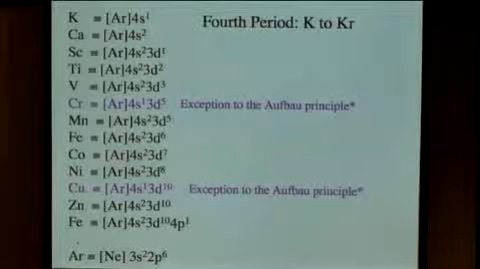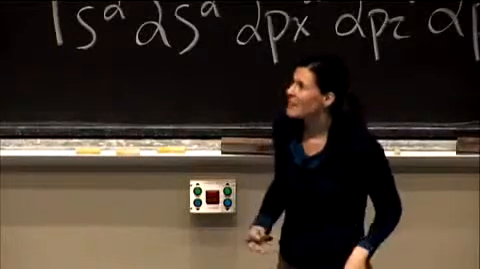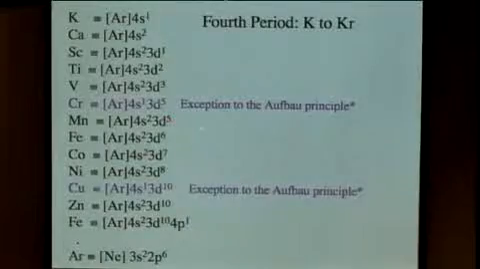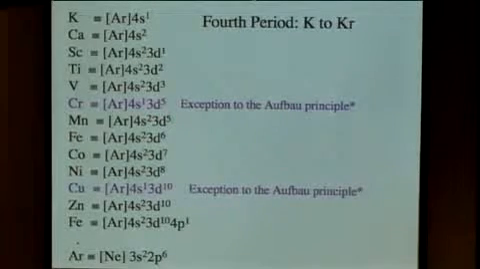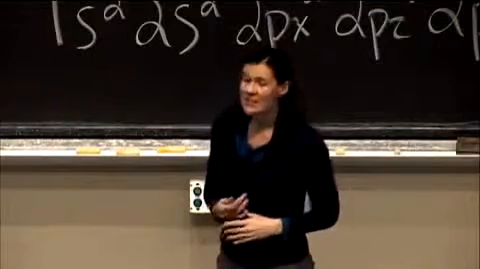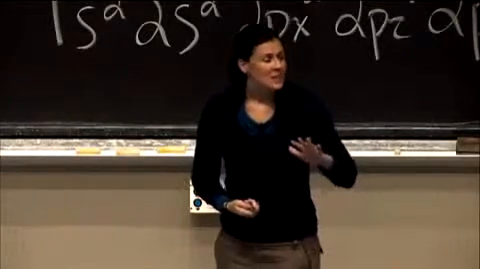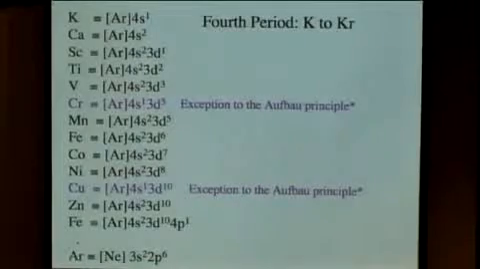And we can do that just going along, 3d, 1, 2, 3, and the problem comes when we get to chromium here, which is instead of what we would expect, we might expect to see 4s2, 3d4. What we see is that instead it's 4s1 and 3d5. So this is the first exception that you need to know to the Aufbau principle.